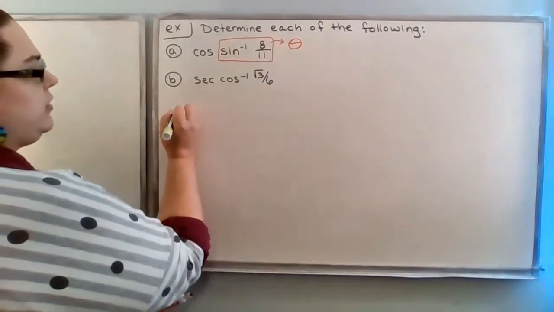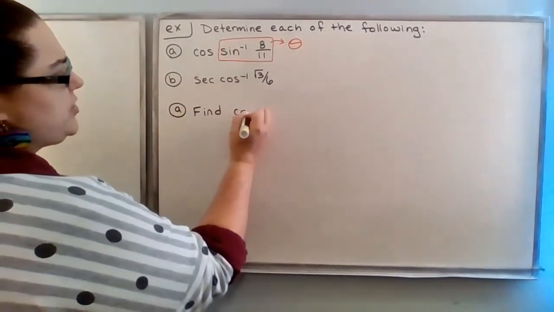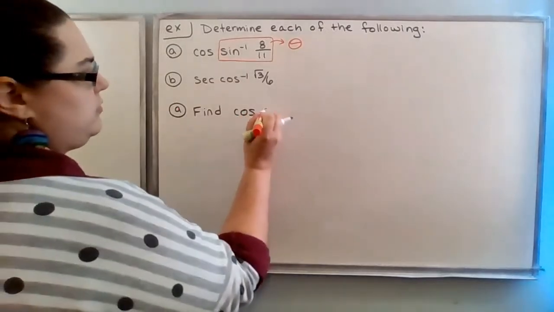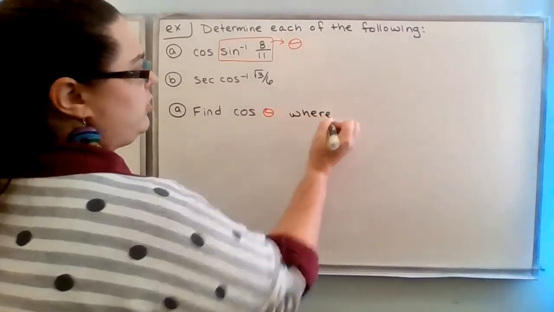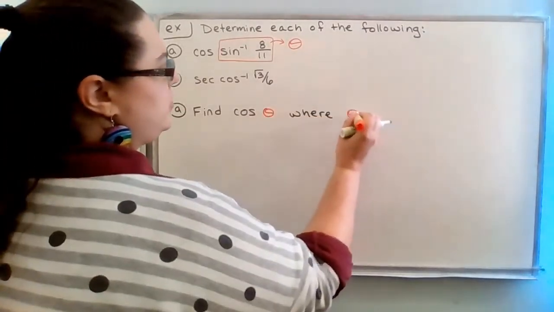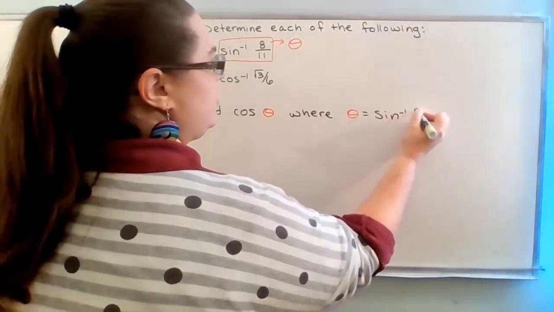For part A, we want to find cosine of theta, where theta is inverse sine of 8/11.